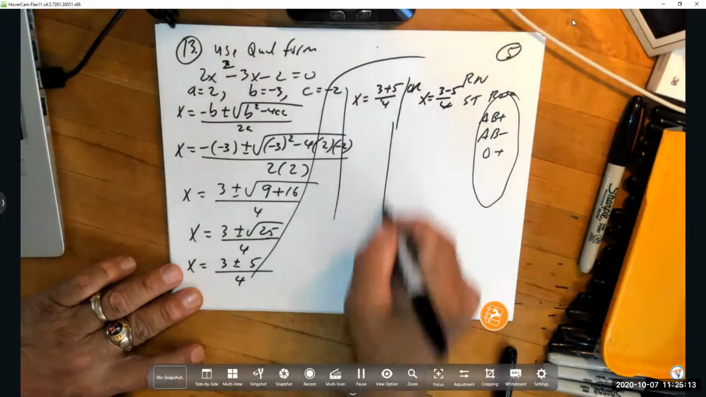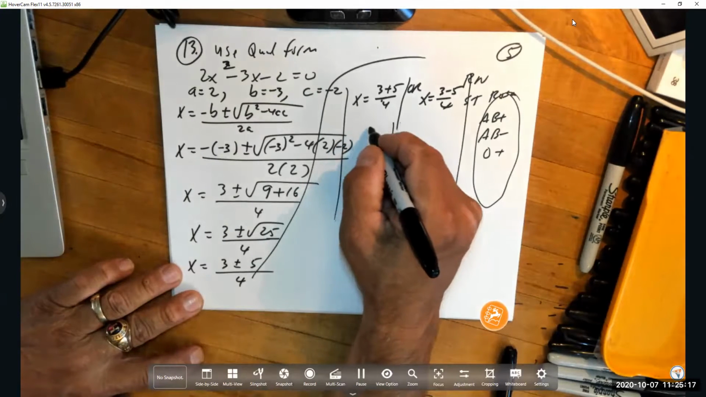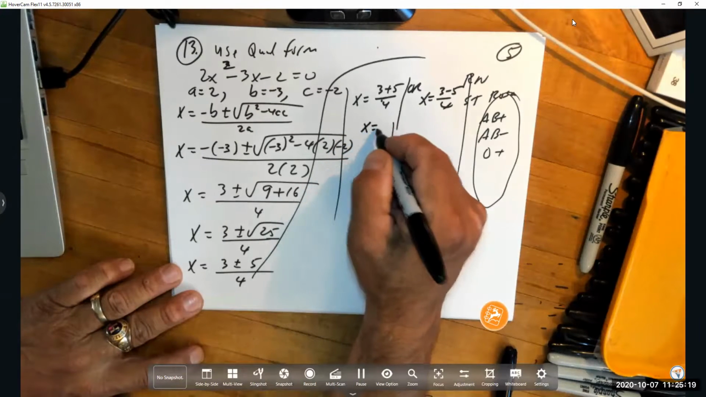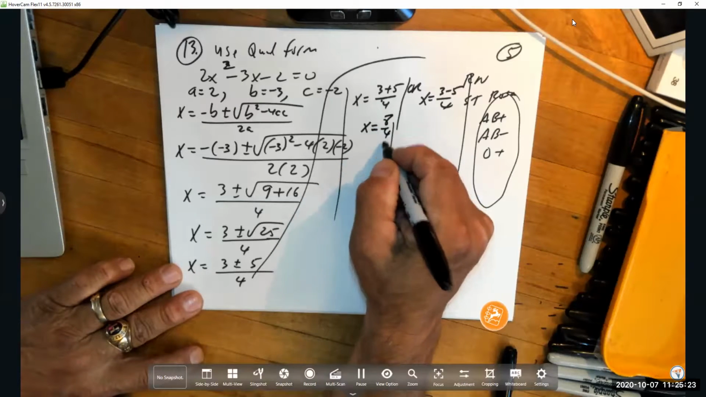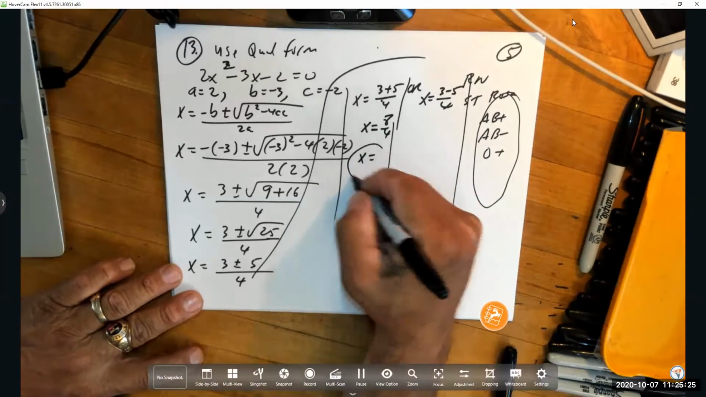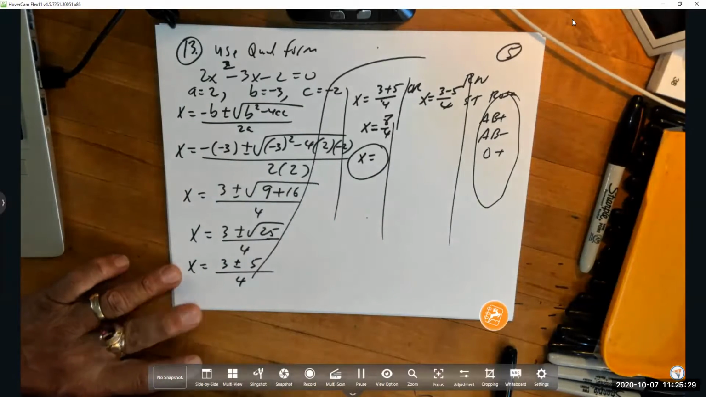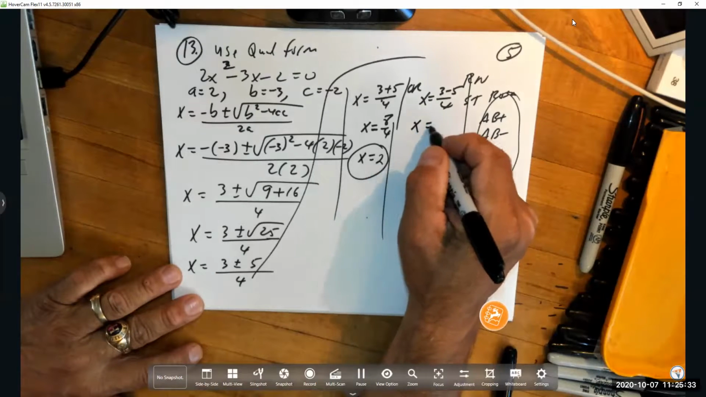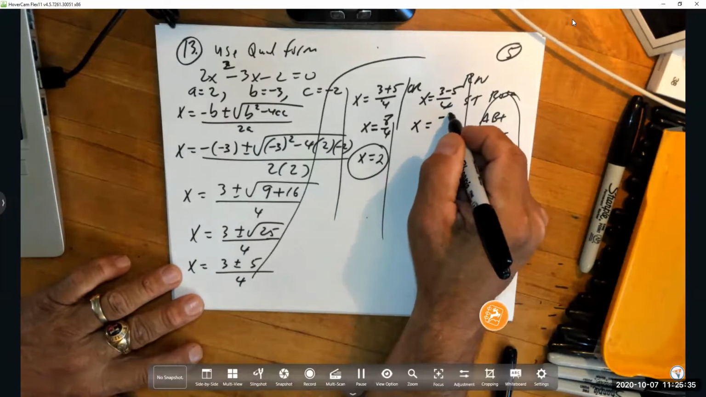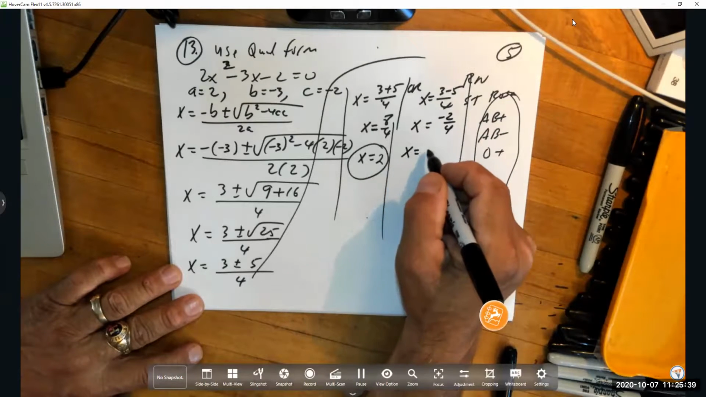Okay, so there's two things that are going to happen right here. First thing, what's 3 plus 5? Calculator. 8. And 8 divided by 4 in your calculator, use your calculator skills. 2. All right, the other one. 3 minus 5, is that negative 2? Okay, but it's not done. I need to fix it some more.